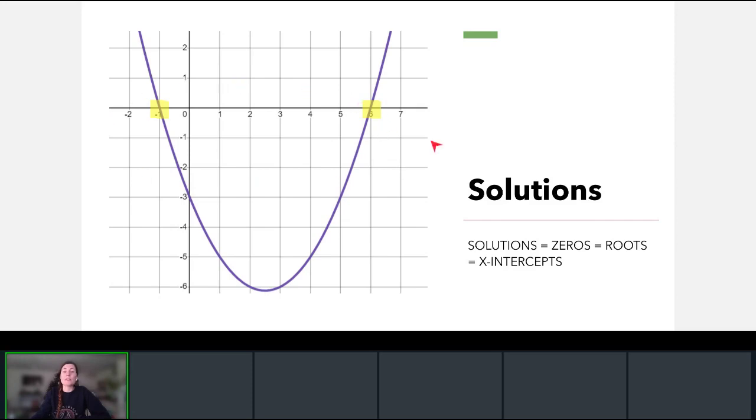The solutions of this quadratic right here that has been graphed are -1 and 6. That is where y is 0. Note that these coordinates are (-1, 0). That's this coordinate right here, this x-intercept. And this coordinate right here is (6, 0). So our solutions here are x equals -1 and x equals 6.